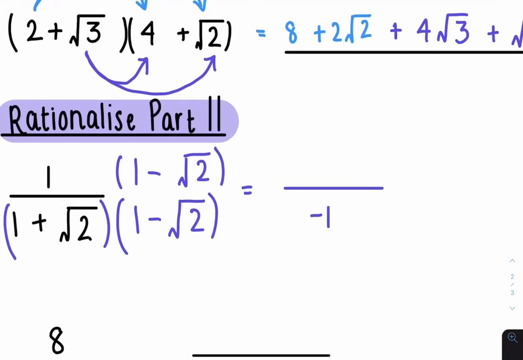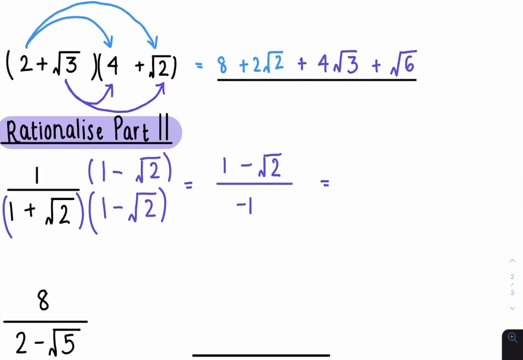And our numerator, 1 multiplied by 1 gives you 1. And then 1 multiplied by minus root 2 gives you minus root 2. So this is your final answer. And you can always simplify this and write it as root 2 minus 1. I just divided each of the terms separately by minus 1. Go on to our next example.